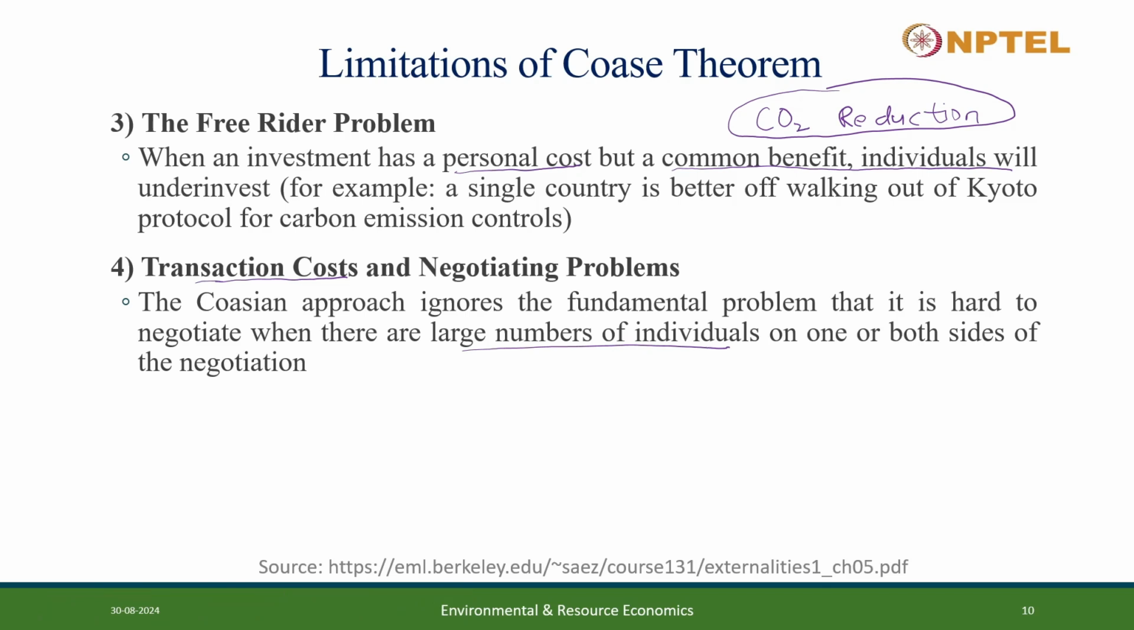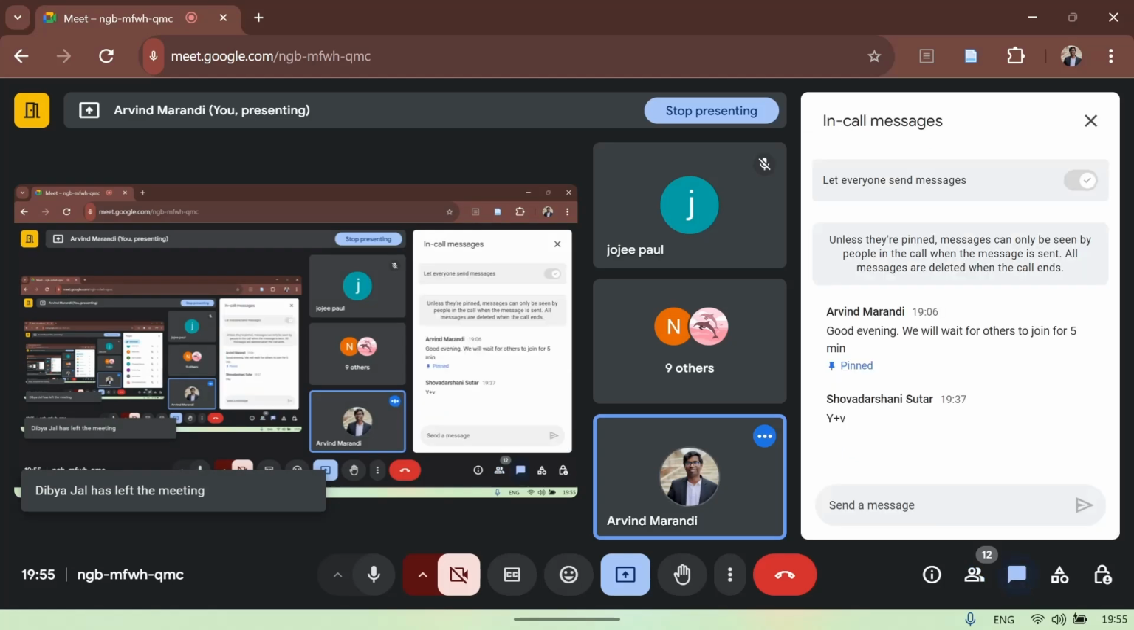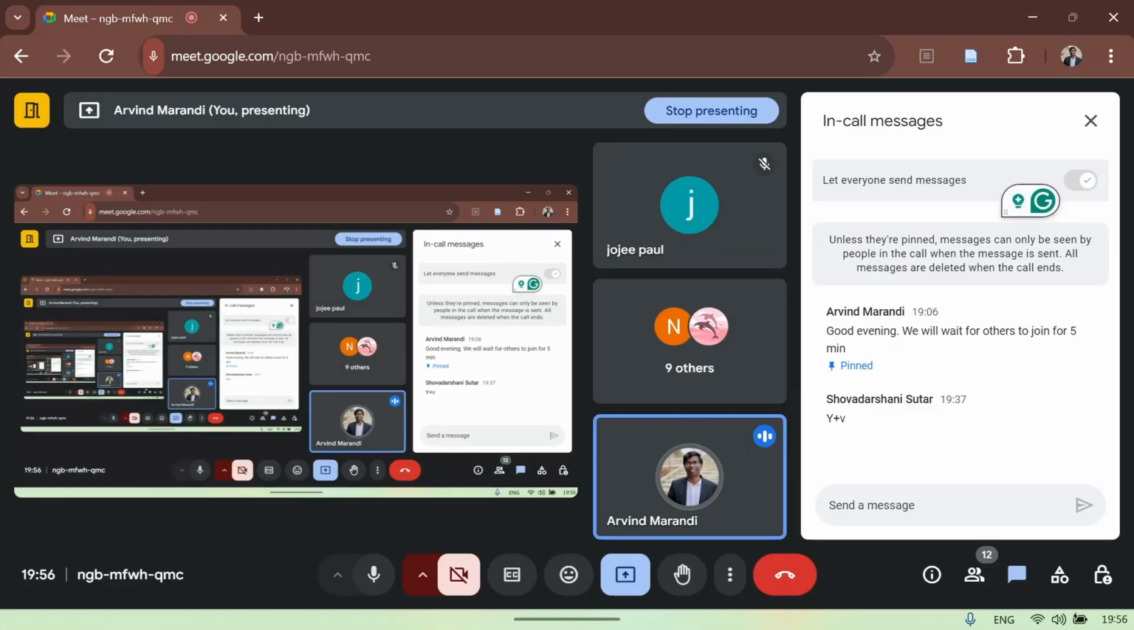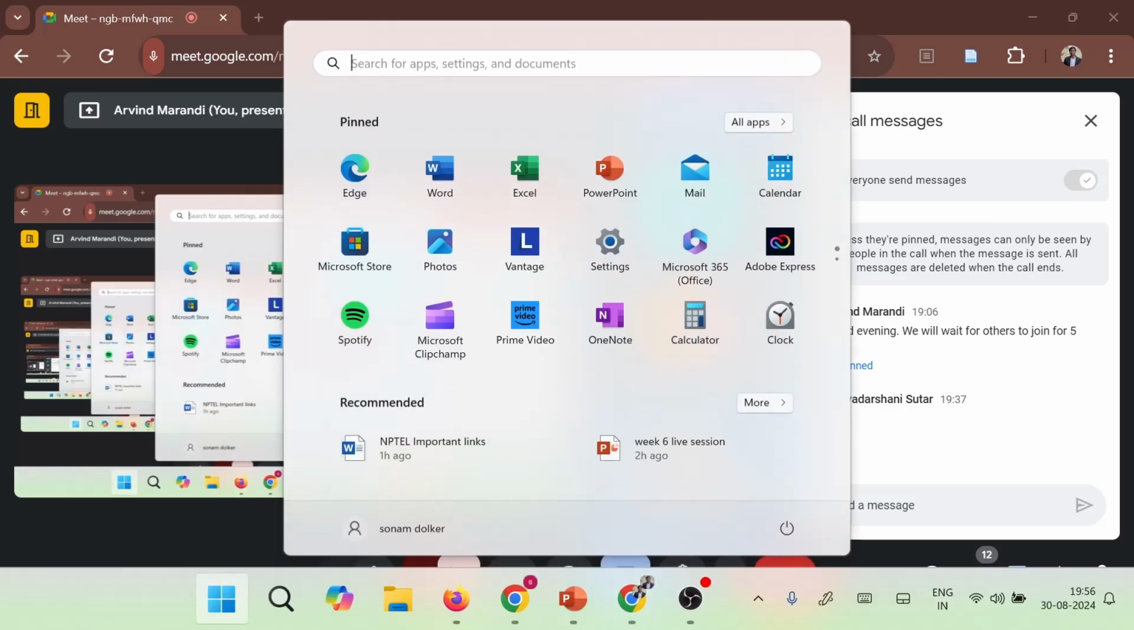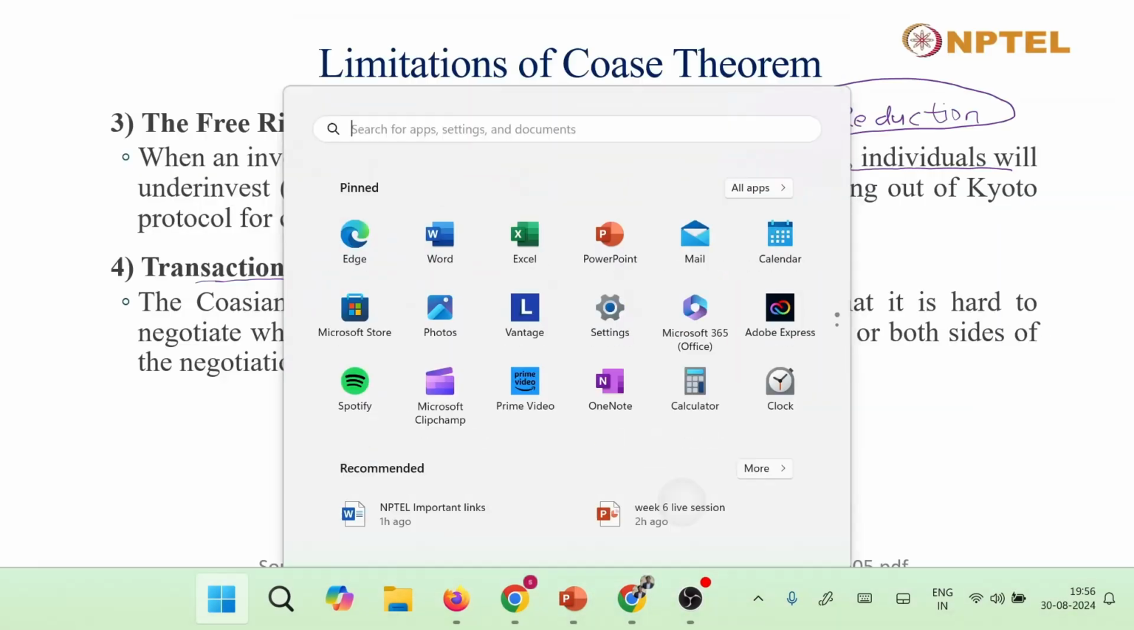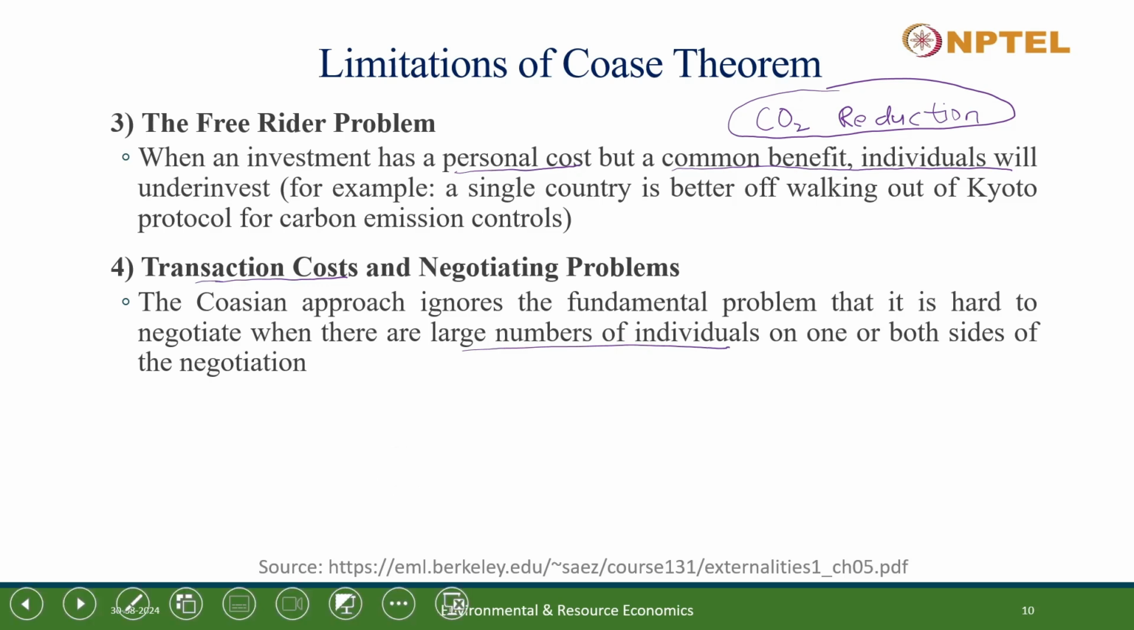So any question from this slide? Or shall I move on? Okay. Anyone have any question, please ask me. Otherwise, I'll move towards the next part of the slide.